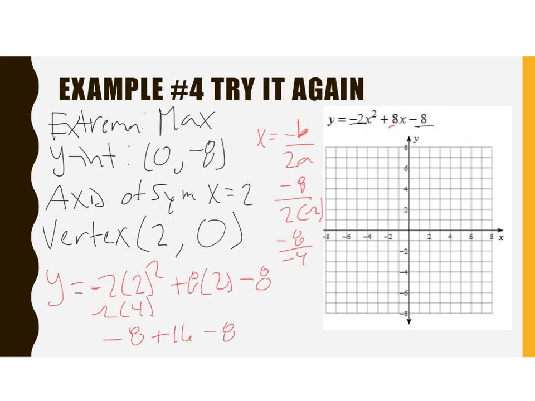So let's start plotting some points. I like to start with my vertex, 2, 0. My axis of symmetry is that line that goes down the middle. So my y-intercept is at -8, and its symmetrical point would be on the other side of the axis of symmetry. This one's to the left, so I'm going to go to the right and put its matching point.